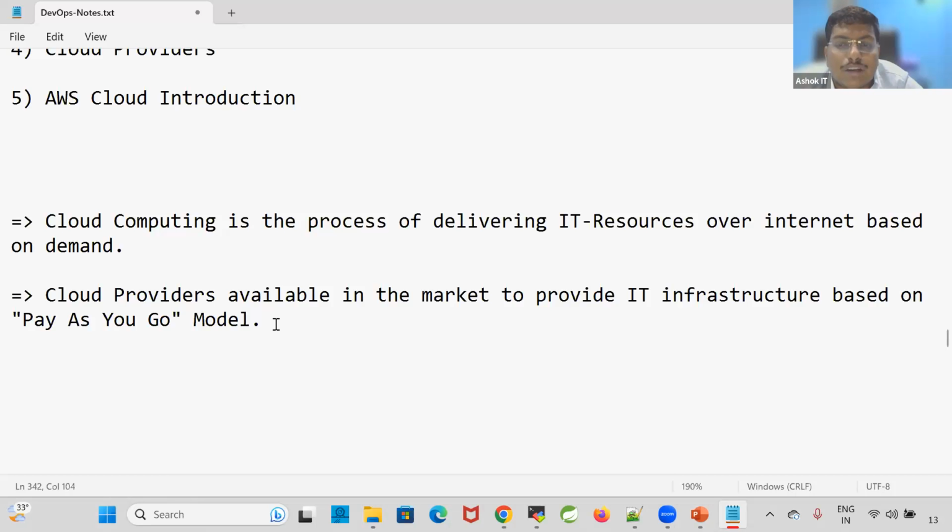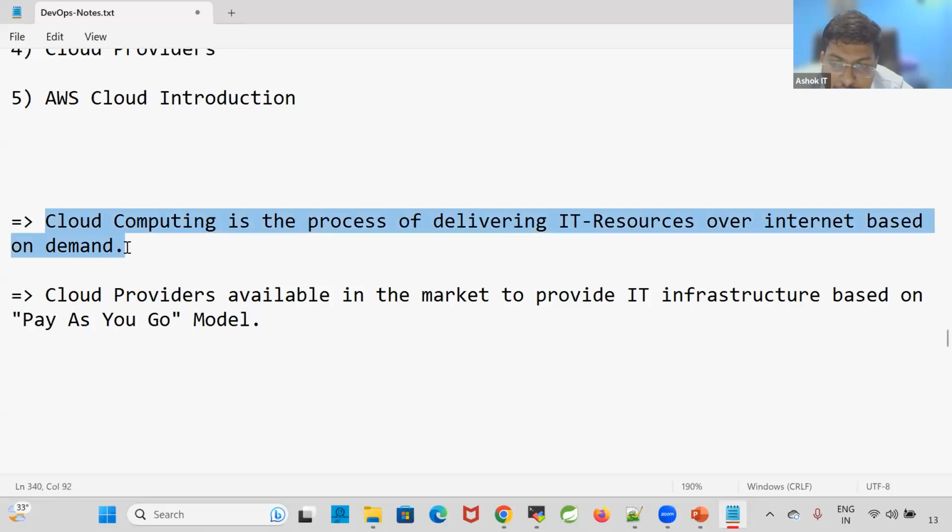What is the meaning of cloud infrastructure? Some company will provide the infrastructure for rent through internet. That is called cloud computing. What is cloud computing? Cloud computing is the process of delivering IT resources over internet based on the demand. Whatever computers you need, databases, network, power, storage, security, monitoring, whatever IT infrastructure you need for your company, they will provide for rent. So that is called cloud computing.